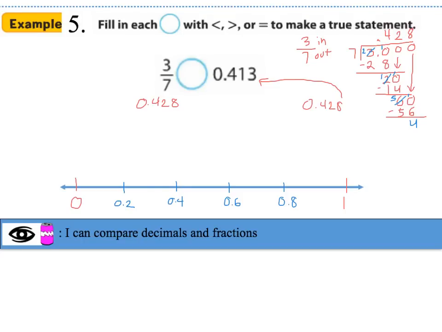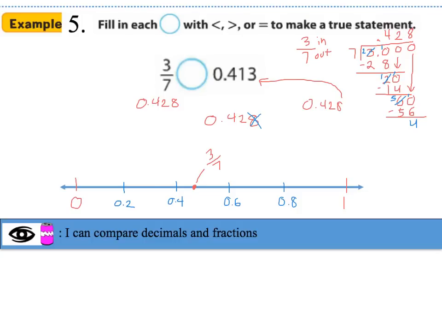So the first decimal that I'm given is 0.428. And if I look at that as money, I can ignore the last place value, and that looks like 42 cents for me. 42 cents will come after the 40-cent mark. So this region right here would be 3/7.